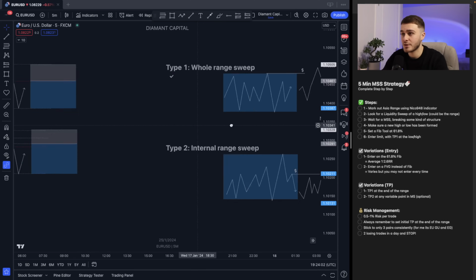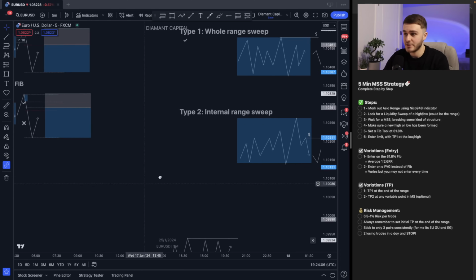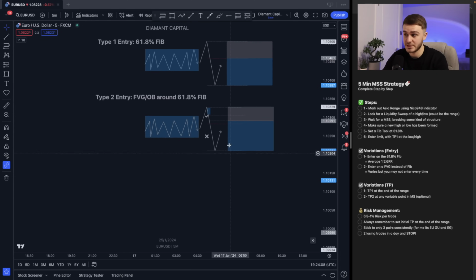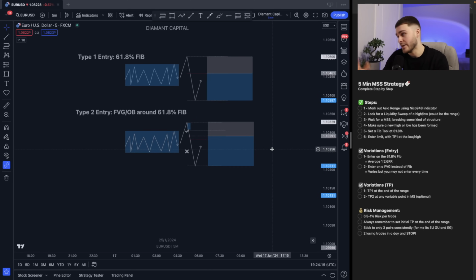Now, we've talked about the different types. We've talked about the types of entries as well. How about take profits? Now, with take profits, it's going to be as simple as this. Take profit 1 is always going to be at the low of the Asia range, or not the Asia range, but at the low of the range from the market structure shift, or at the high if we are moving to the upside. Type number 2 is going to be variable.